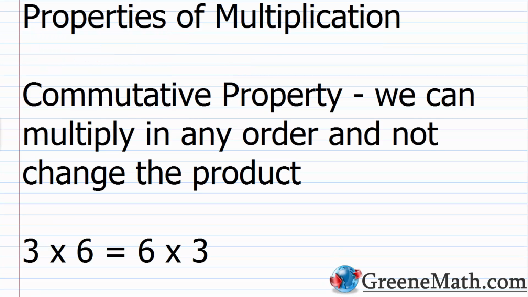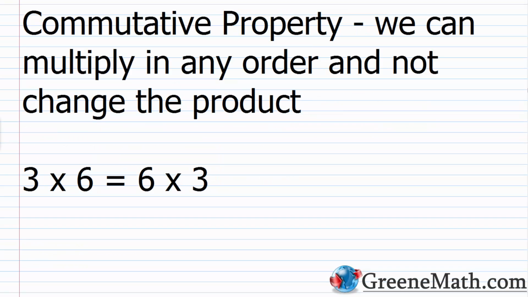Okay, now let's talk about some properties of multiplication. A lot of these are extremely straightforward. Some of them you've used before, you just might not have known the official name for them. We're going to start out with the commutative property of multiplication. Essentially this tells us that we can multiply in any order and not change the product. We've already seen the commutative property of addition. Remember, we could add in any order and it didn't change the sum. Here, again, we can multiply in any order and not change the product.